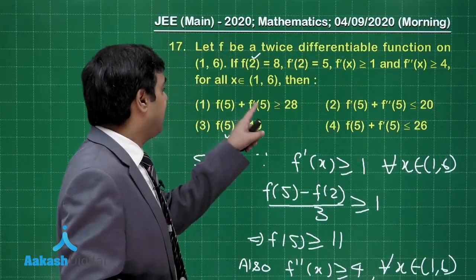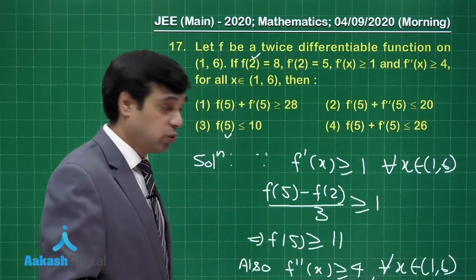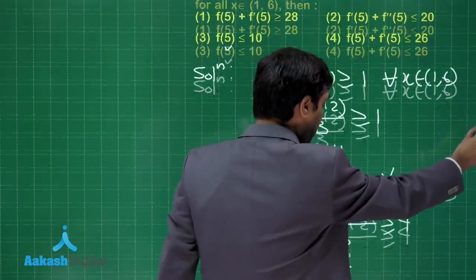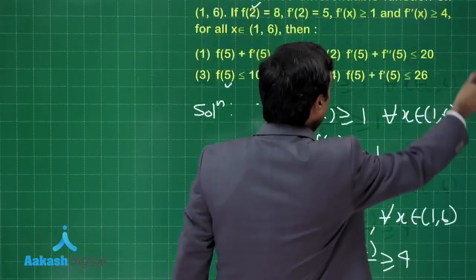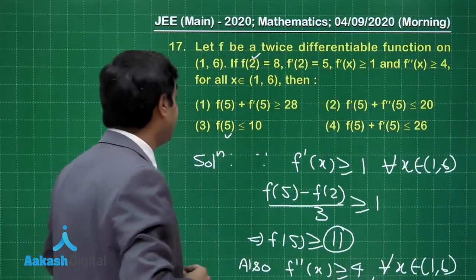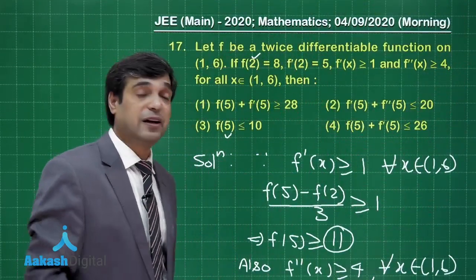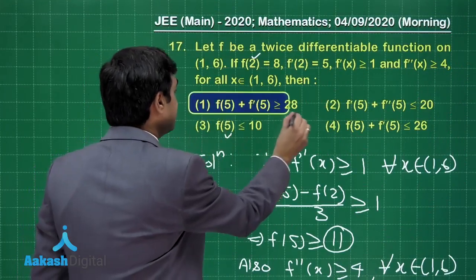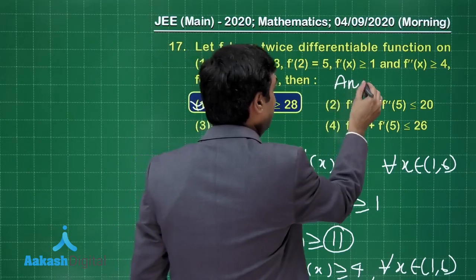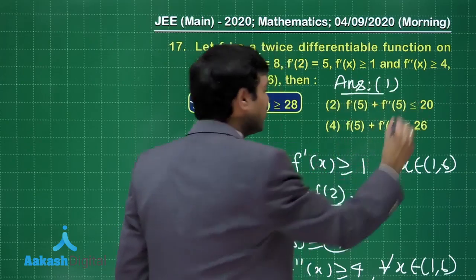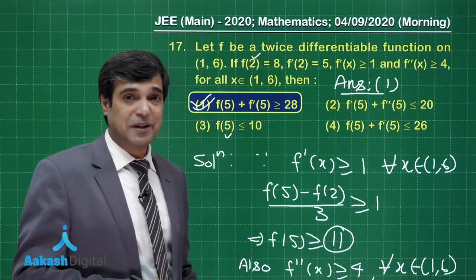f(5) plus f'(5), the sum of the two, what are we getting? 17 plus 11, that is greater than or equal to 28. Yes, we have reached the correct answer and it is greater than or equal to 28. So let's mark and mention it as the required result. So I'm sure this question is clear. Let's take up the next one.